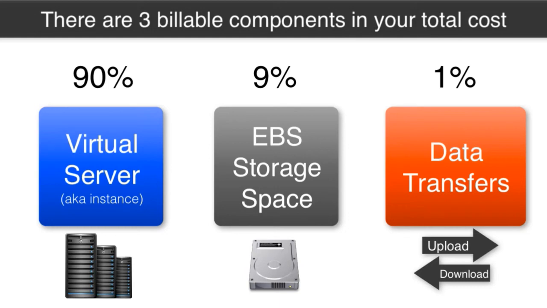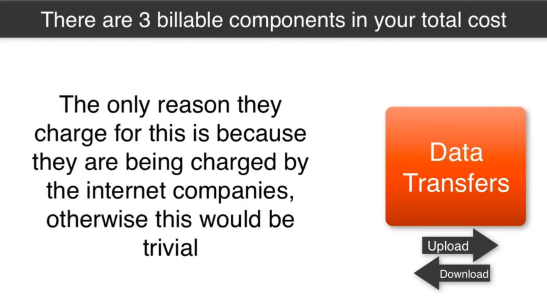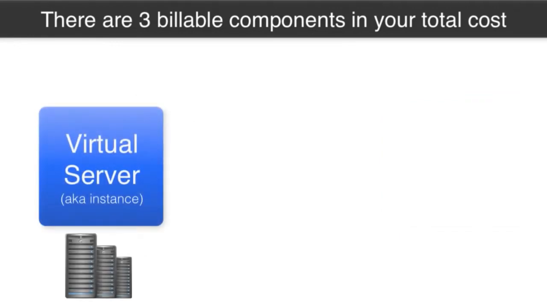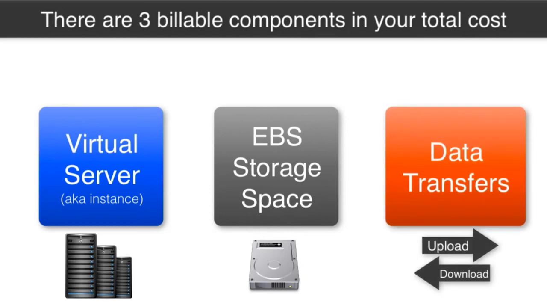Now, the reason, of course, Amazon charges for this is that they get billed as part of their internet connection fees that they have to pay out for data coming in and out of their data centers. And so they want the people who push a lot of data up and down to actually pay more, which makes sense. So now that we understand the cost is made up of the instance itself, the storage itself, and the data transfer, let's talk about saving money.